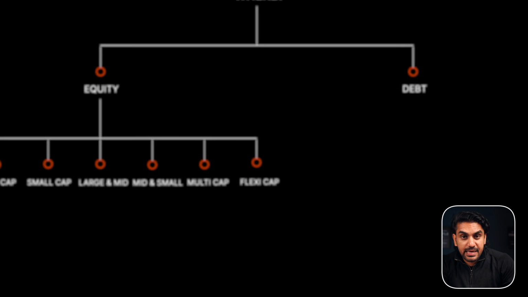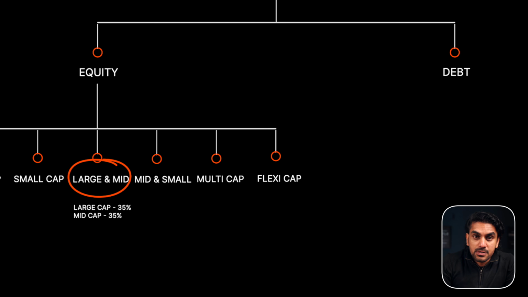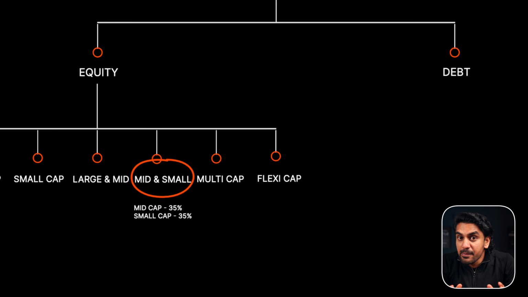Now, these were the main categories based on market capitalization. But we can also find a few other combinations: large and mid-cap funds, mid and small-cap funds, multi-cap and flexi-cap funds. Large and mid-cap funds focus mainly on large cap and mid-cap stocks with a minimum allocation of 35% in each. And mid and small cap funds do the same with mid and small cap stocks.